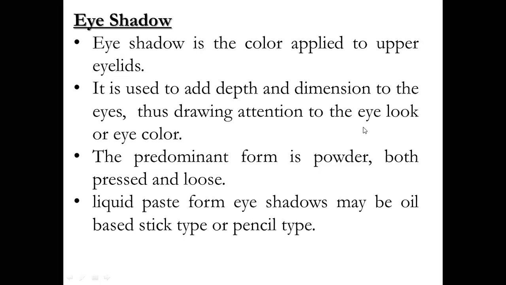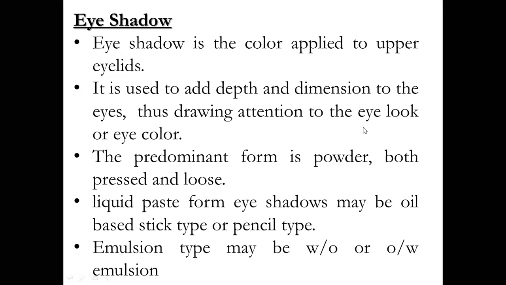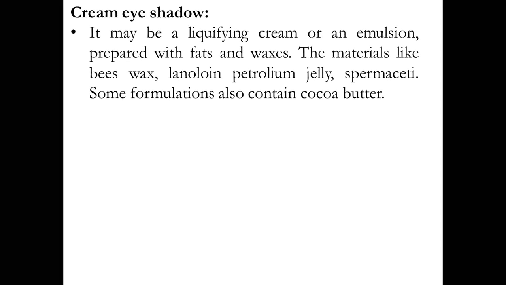So liquid paste form eyeshadows may be oil based, stick type or pencil type. Again, the liquid paste type of preparations is also there. These are usually oil based, stick, or pencil type. This can also be used as an eyeshadow preparation. An emulsion type may be a water in oil or an oil in water emulsion. Here are some examples of the eyeshadow we are discussing now.